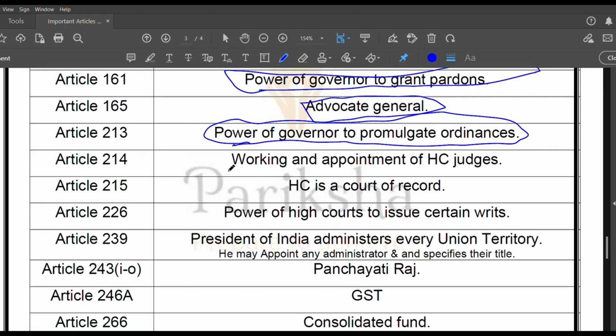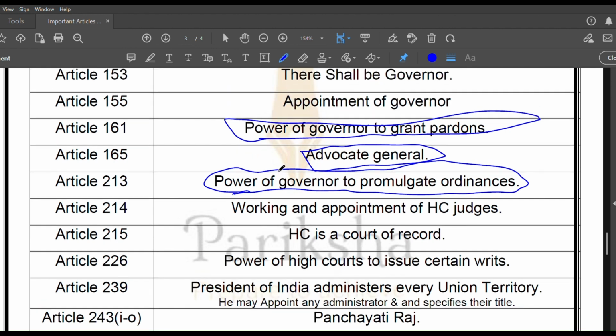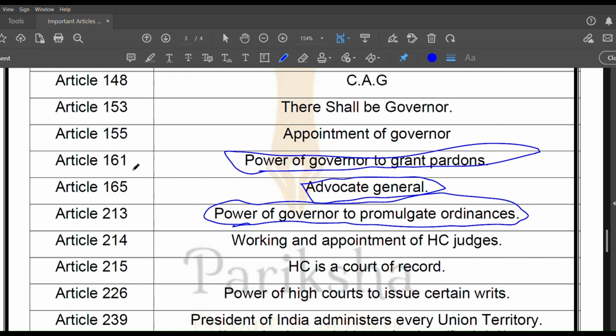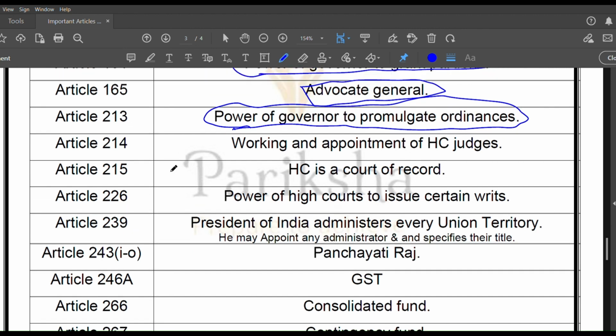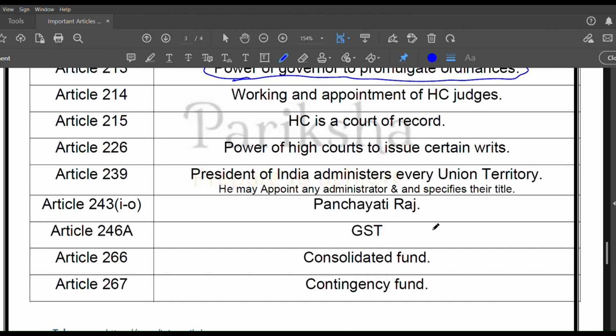Article 214 talks about the working and appointment of High Court judges. Article 215, HC is a court of record. If you go through these things, you don't have to remember everything. You will see that just like the union works, from Article 155 the functioning of the state starts, and till 243 we learned about the states. Article 226 says writ petition is a power of the High Court; the High Court has the power to issue writs. Article 239 says the President of India administers every union territory, and he may appoint any administrator and specify their title.